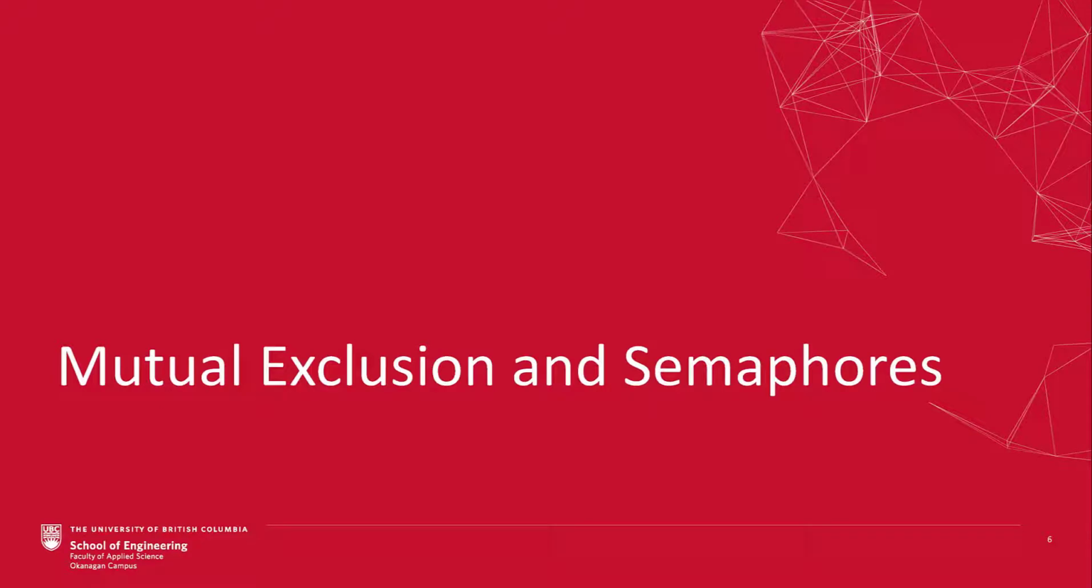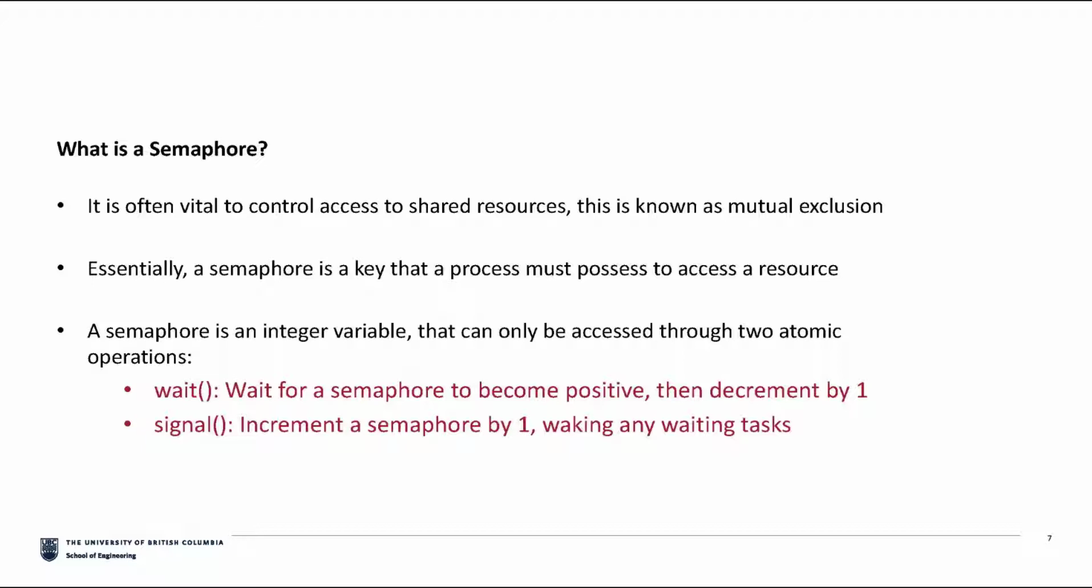The second topic of discussion today is what's known as a semaphore. Semaphores are used to control access to shared resources to ensure a race condition does not arise. One way of thinking about a semaphore is to envision it as a key. A resource has a lock and only the process with the key is able to access it. Once that process is done, they make sure to lock up the resource and return the key.